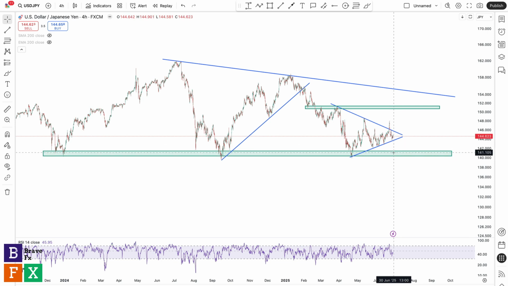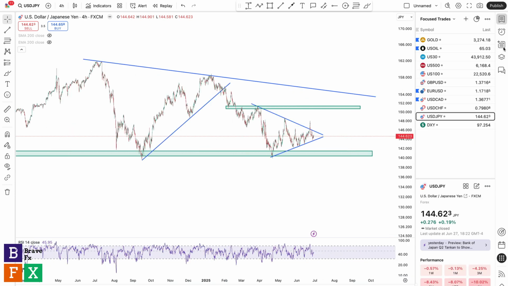Also, take a look at the DXY, right? Because you don't want to be going long if the DXY starts falling drastically, right? So you want to be on point. You want to be able to follow up the chart. So pay attention to the DXY. I'm just going to pull up the DXY chart real quick.